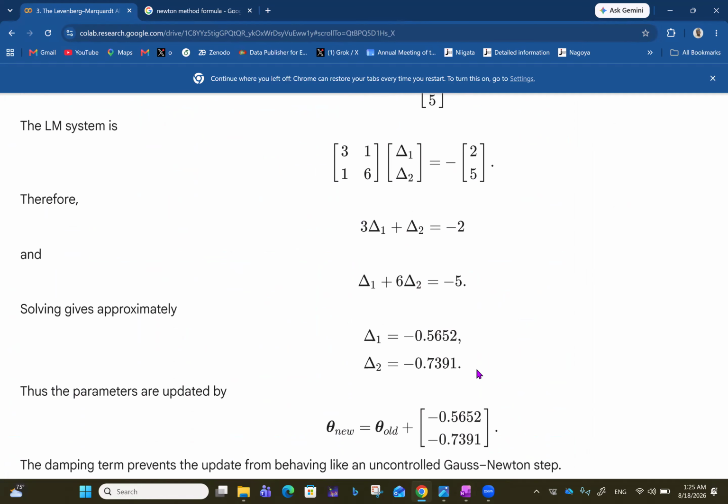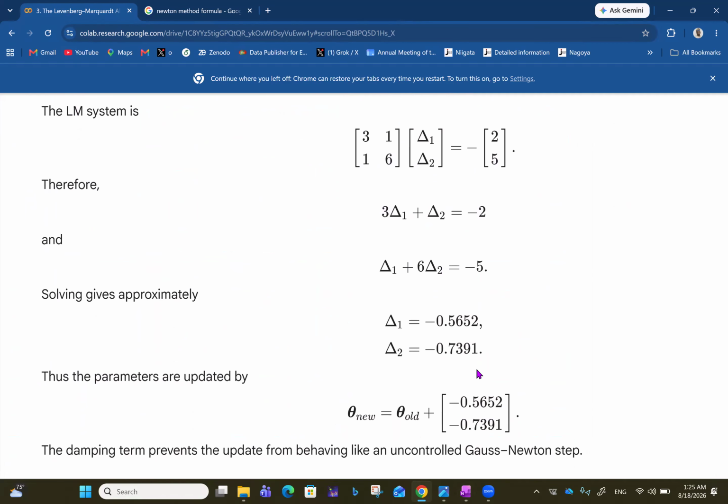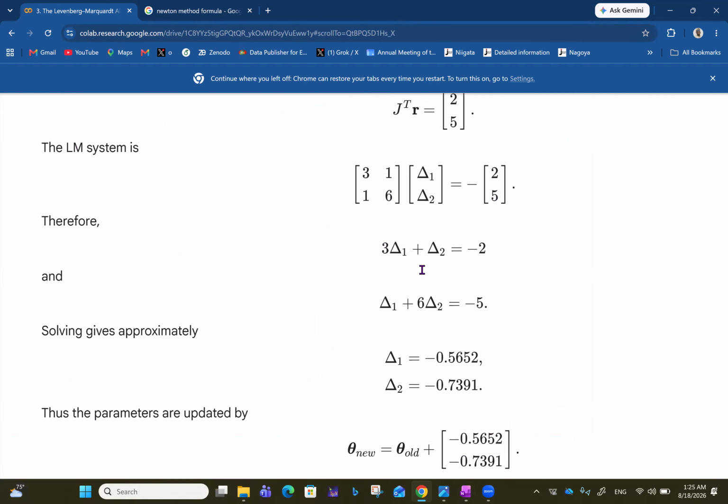So we then have a system of simultaneous equations. If we expand this, that's 3 delta 1 plus delta 2 equals minus 2. Then delta 1 plus 6 delta 2 equals minus 5. If we solve this, it gives approximately delta 1 equals minus 0.5652, then delta 2 is minus 0.7391.